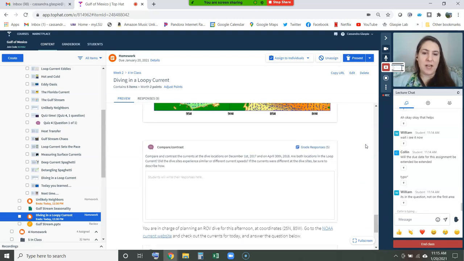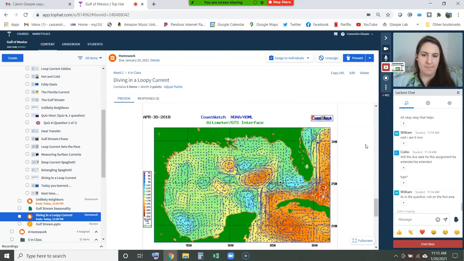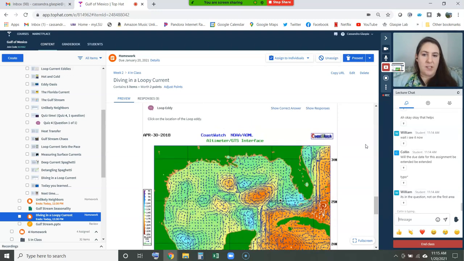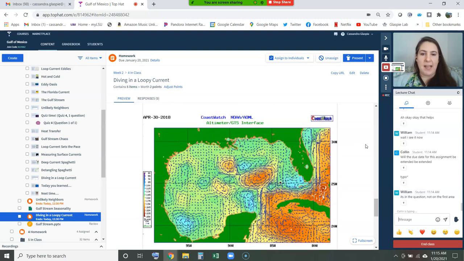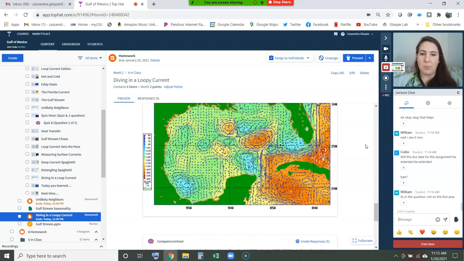Yes, the stars are in the images that are actually part of the question. So the images say like Coast Watch, NOAA, AOML at the top that I've pulled directly from the NOAA website and put a star on them.